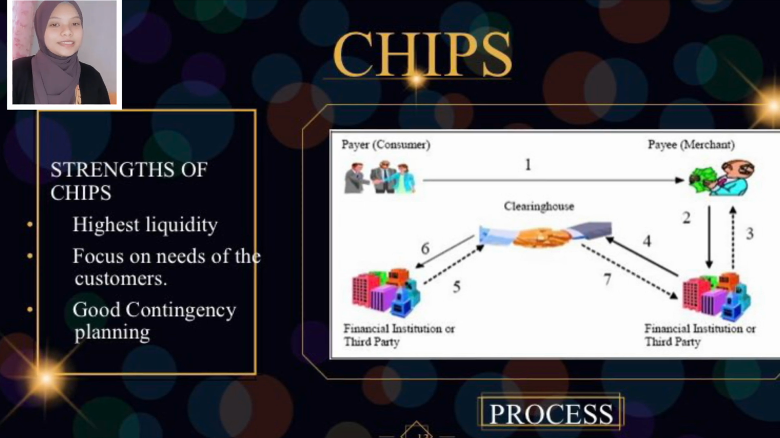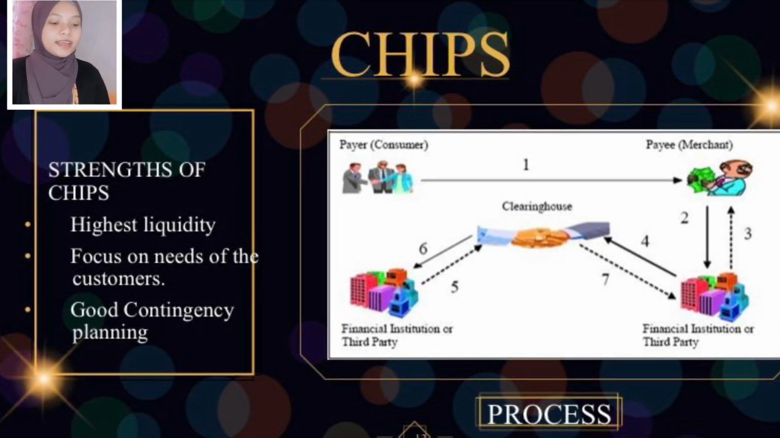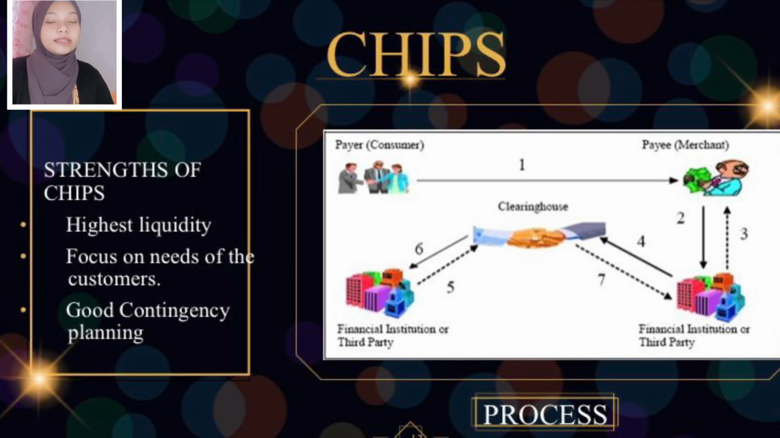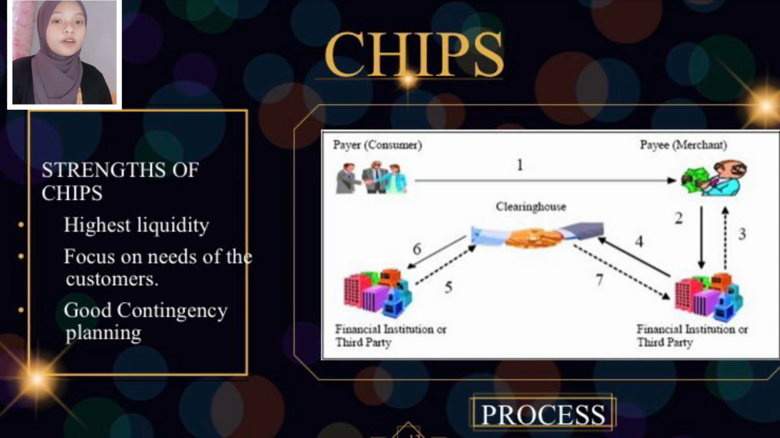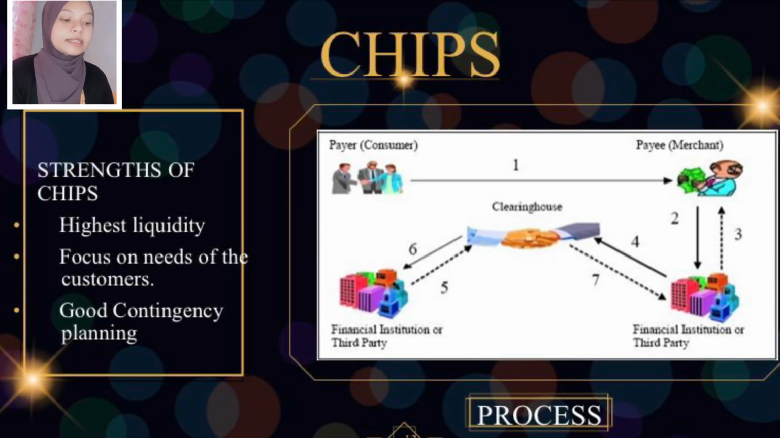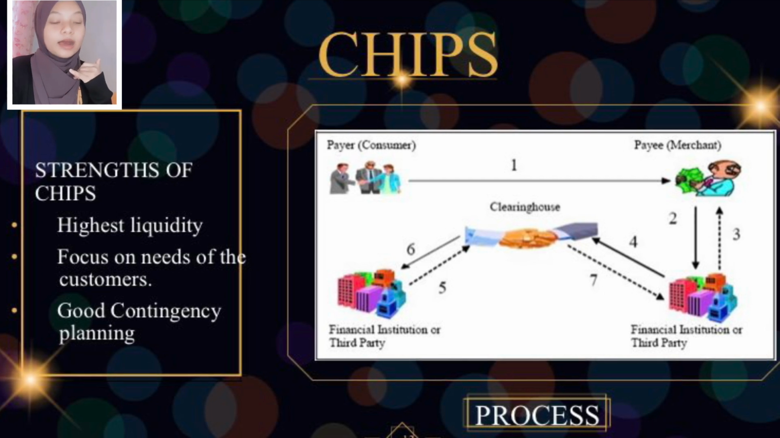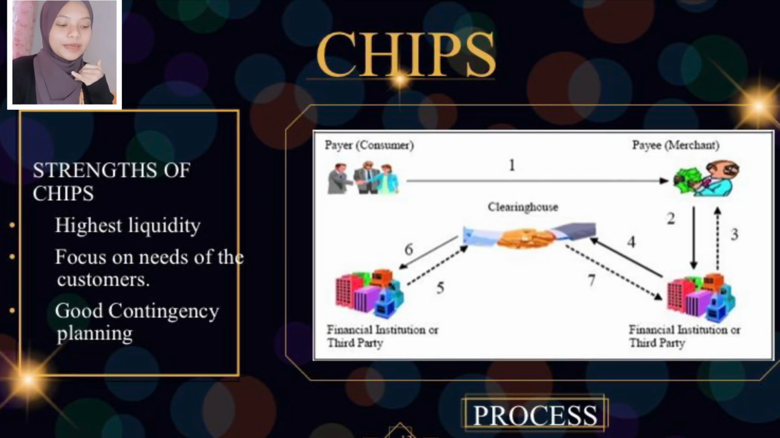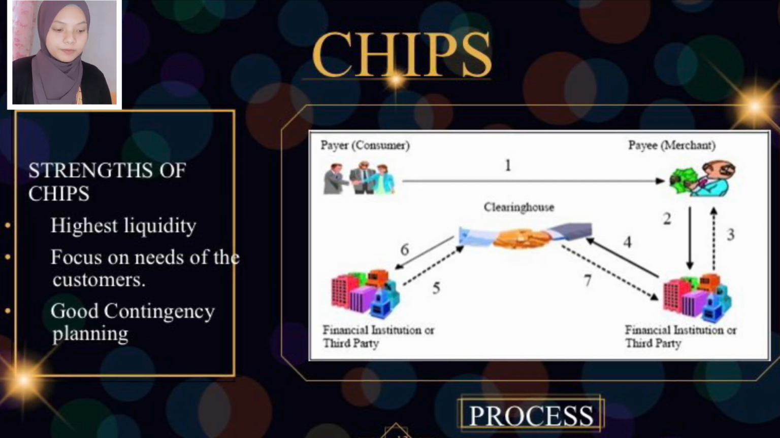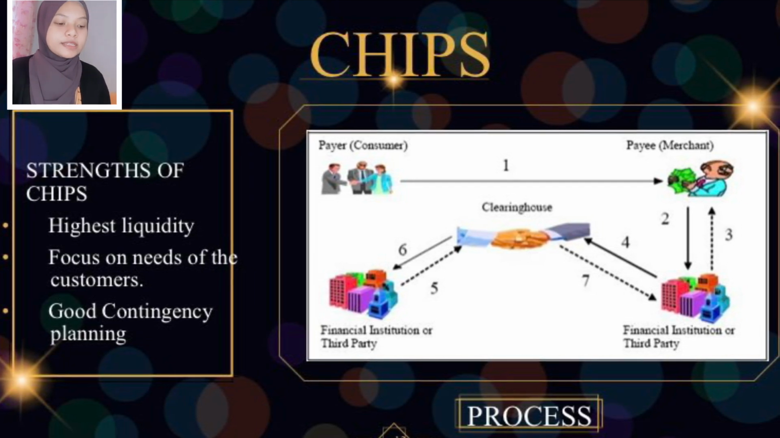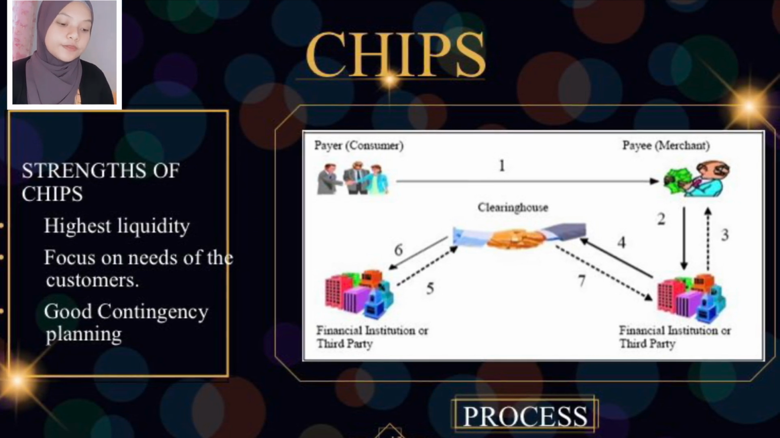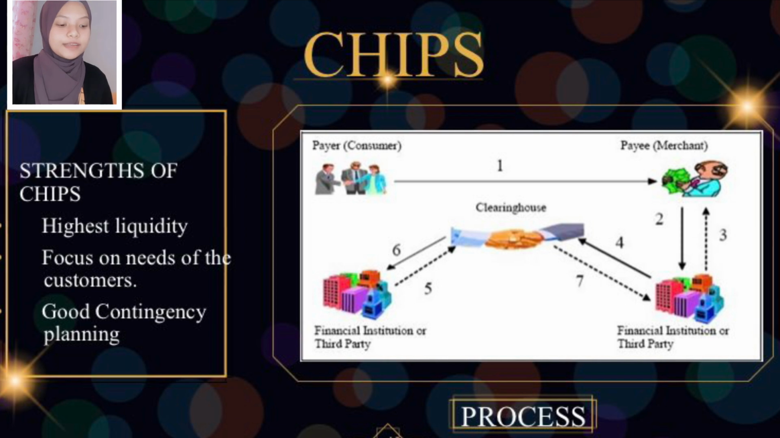So, how is the process of CHIPS? Okay, let's say client A purchased some goods from client B. Then, client B requests a payment. So, client A calls bank A and says, "Hello, bank, I need to pay 300 to client B." Then, client A gives bank A 300 ringgit. Now, bank A transfers 300 ringgit to bank B. Bank A will transfer the money to bank B by CHIPS.